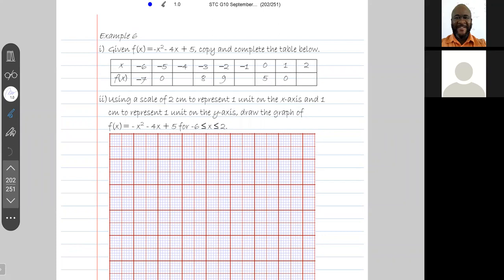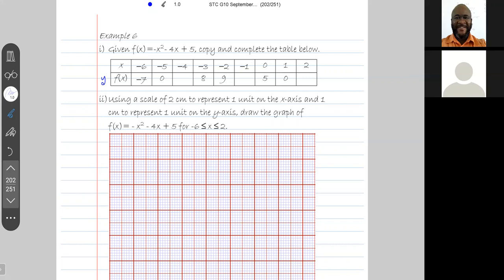Again, guys, the table below is called the table of values. We have values of x and we have values of f of x. So for the purpose of your graph, f of x would be your y-axis. So we have values of x and we have values of y. Some of the values of y are missing: the value of y when x is equal to minus 4, when x is equal to minus 1, and when x is equal to 2.